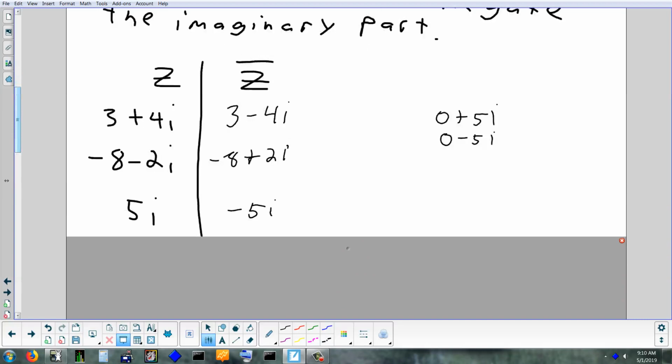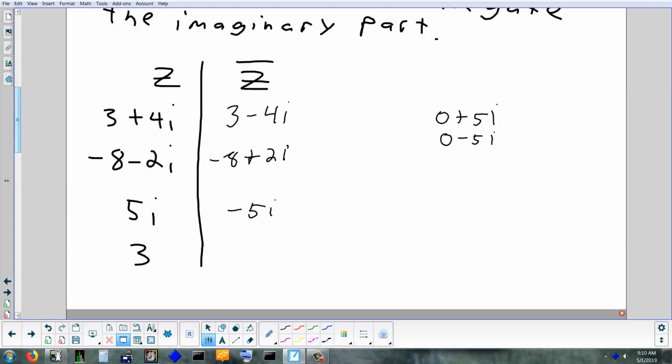That's all. How about 3? Is it just 3? Think of it like this. 3 plus no imaginary part. The conjugate is 3 minus no imaginary part. Does it make a difference if you do plus 0 or minus 0? Nope. So the conjugate of 3 is 3. You don't change the real part, just the imaginary. So any questions on how to find a conjugate?